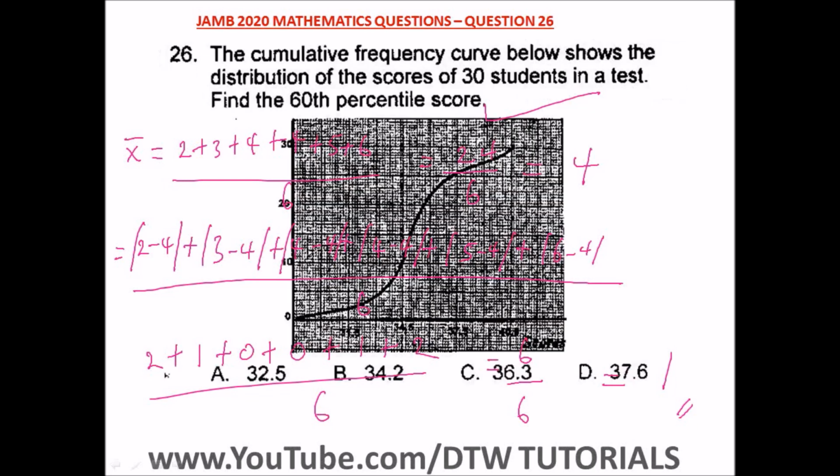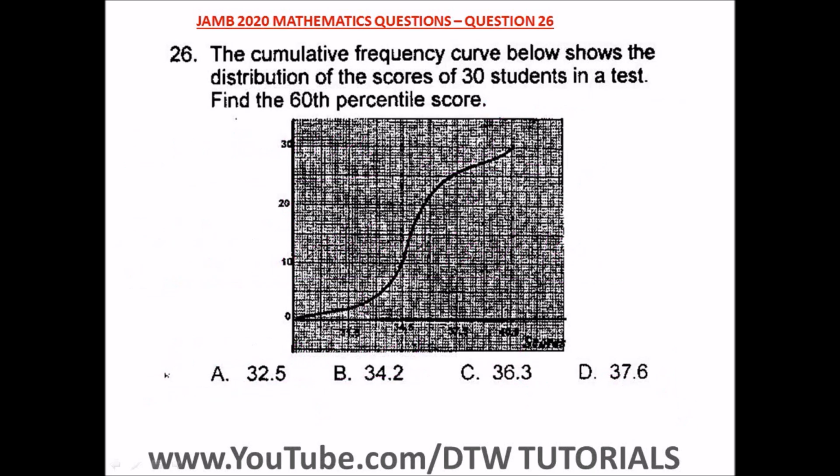So with that, we go to the next question, number 26 of the JAMB 2020 maths question. It said the cumulative frequency curve below shows the distribution of the scores of 30 students in a test. Find the 60th percentile score. Now, it's all about thinking.